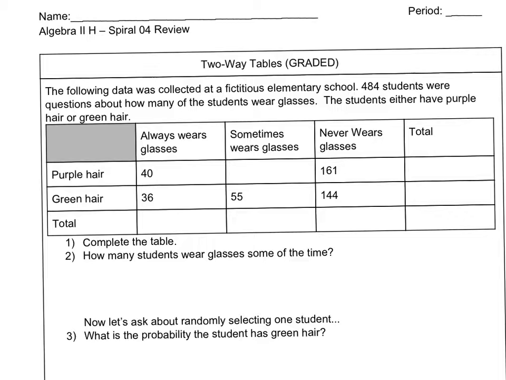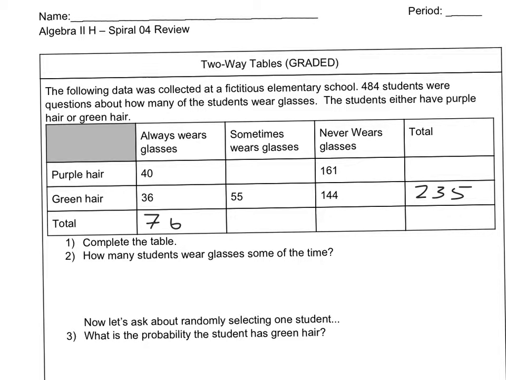So we've got the first column with people with purple hair and green hair. And then we've got always wears glasses as our first column of information. I know that to get the total, I've got to add those together. That gets me 76. The other one that I can do right now is going across the green hair row. I know 36 and 44 get me to 80. So we're talking about 180. Plus another 50 gets me to 230, and we've got 235 in total.